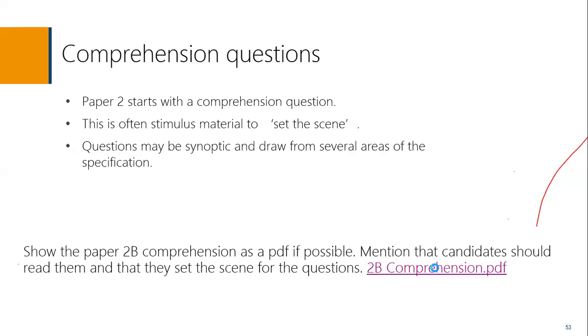So we've got the comprehension, and then we've got a range of questions. Some will be straight recall of what they know. Some will link directly back, so the information comes from the comprehension. A lot of them will be applying what they know to the context. So that's just an example of the comprehension type question.